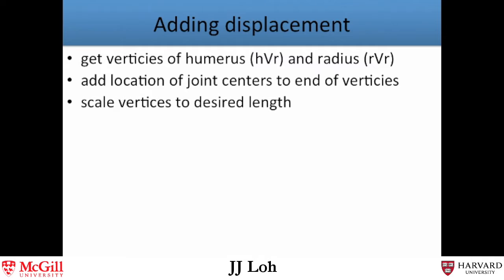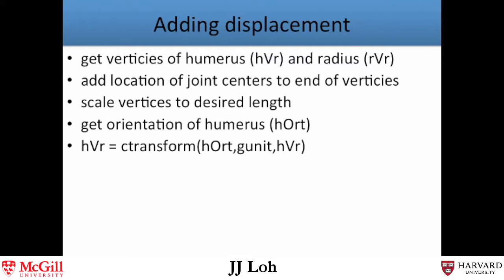4. Get the orientation of the humerus. We'll call it H-ort. 5. Transform the vertices out of that nested H-ort system into the global system using C-transform.